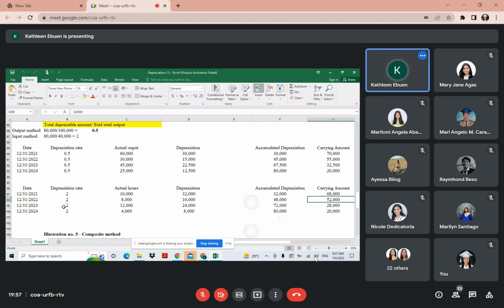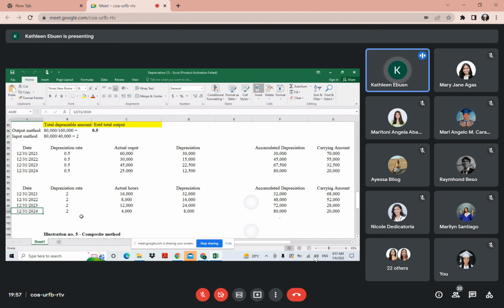So, year 3, so 2 depreciation rate, 12,000. Actual hours, so ang depreciation po natin is 24,000. Ang accumulated depreciation natin for tatlong taon is 72,000. And then the carrying amount is 28,000.